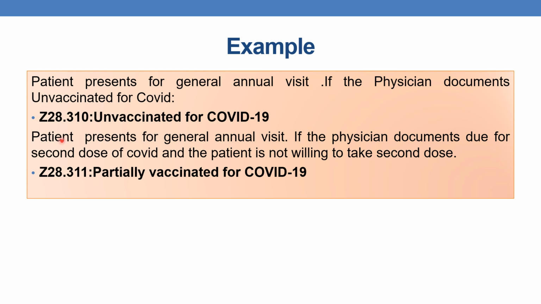Second case, patient presents for general annual visit and the physician documents the patient is due for the second dose of COVID and the patient is not willing to take the second dose. Here you can code Z28.311, that is partially vaccinated for COVID-19.